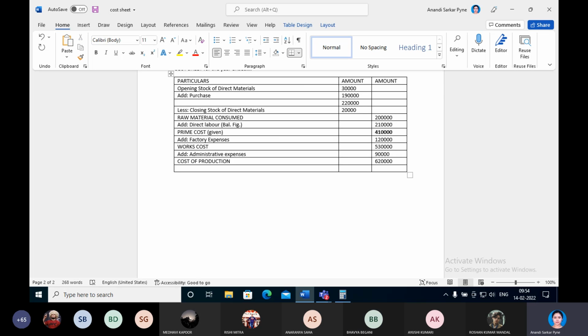Now there is an issue. It has been stated that there is an unsold stock. So what we will do, we will deduct the closing stock. So the cost of production is basically 90%, not 100% together. So closing stock of finished goods. 5,38,000 will be the answer.